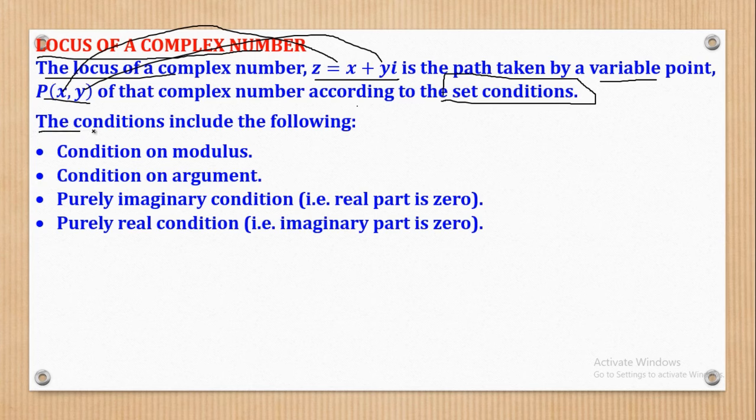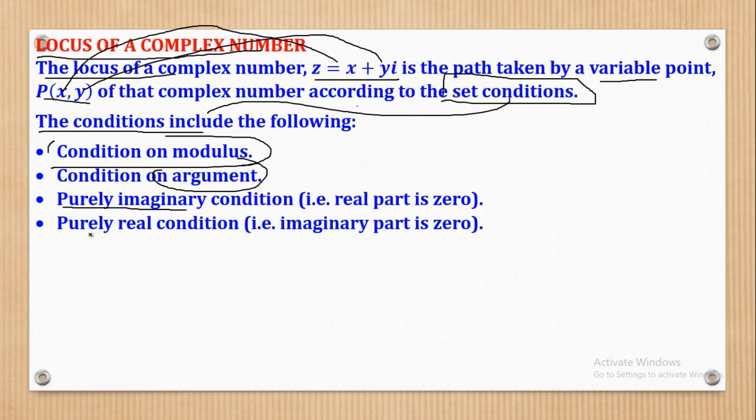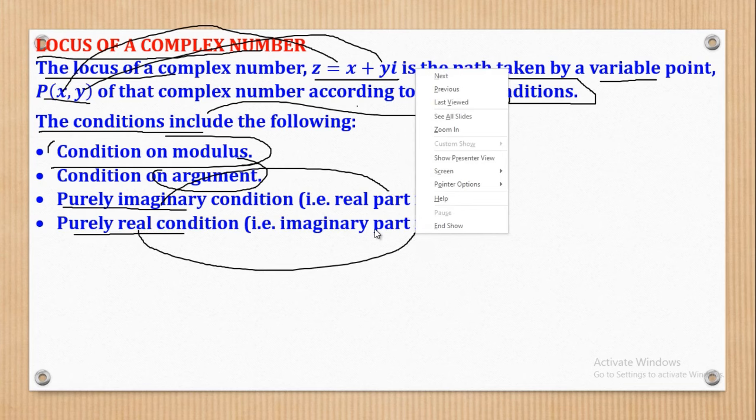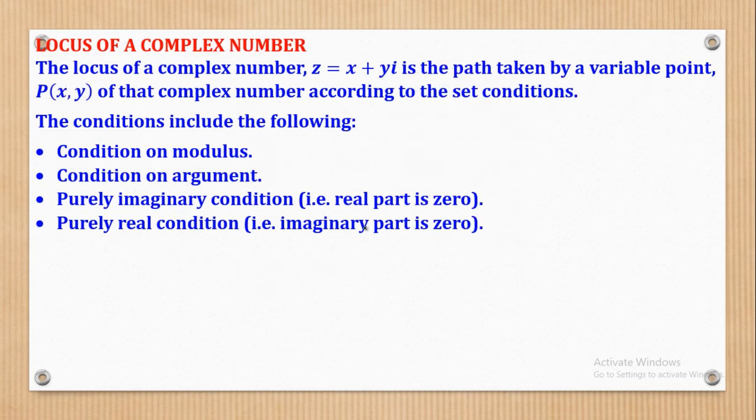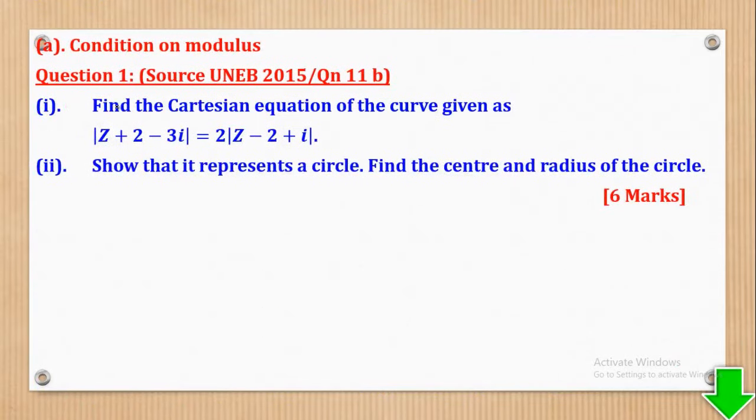So the conditions which we talked about here can be divided into 4 parts. One is the condition on modulus, so they can give you a complex number and tell you to get this locus based on a given condition on modulus, or condition on argument, or condition whether it's purely imaginary or whether it's purely real. So purely imaginary means that the real part is 0, and purely real means that the imaginary part is 0. I think you remember that from the introduction of this video. So we have already seen what modulus is, so there's nothing to write about modulus. Let's just go to questions.